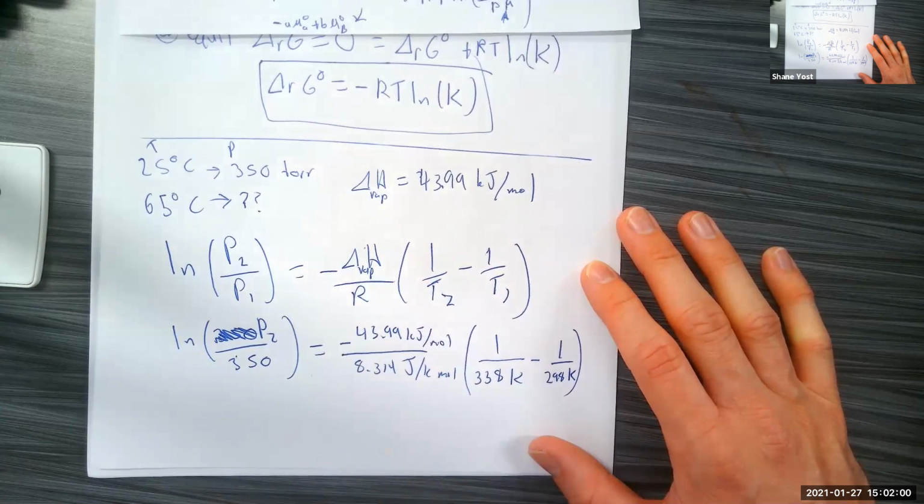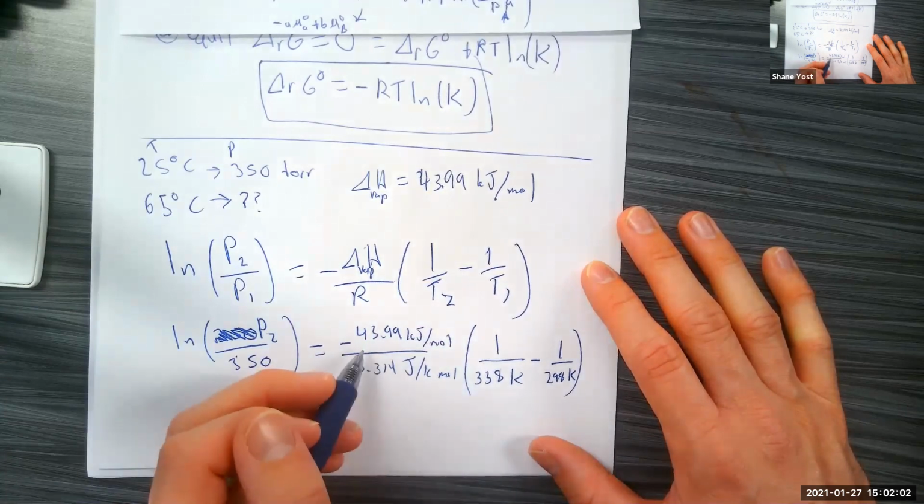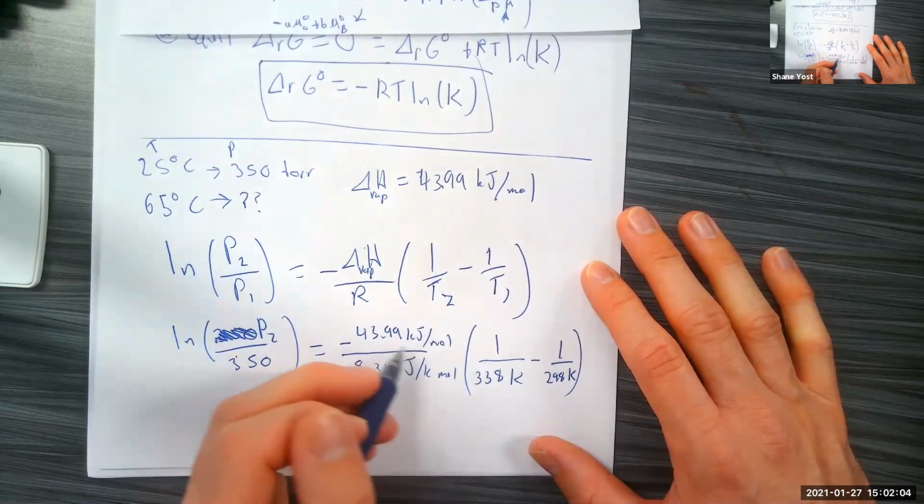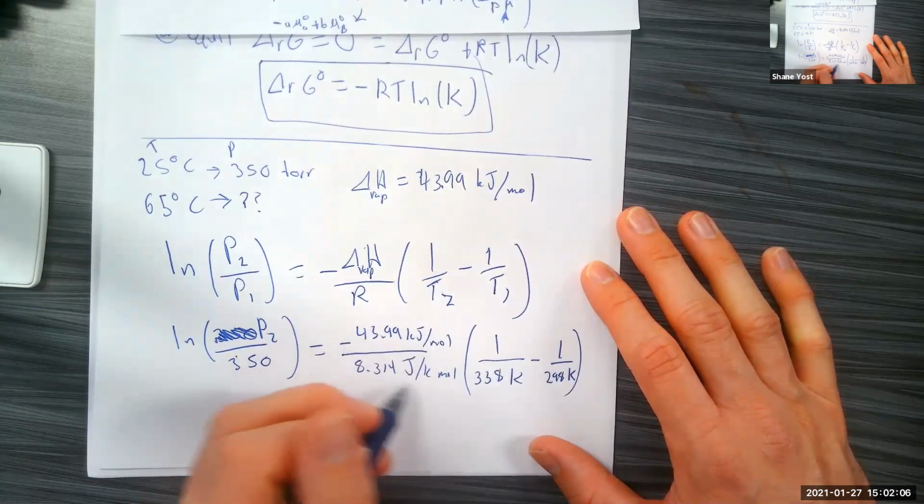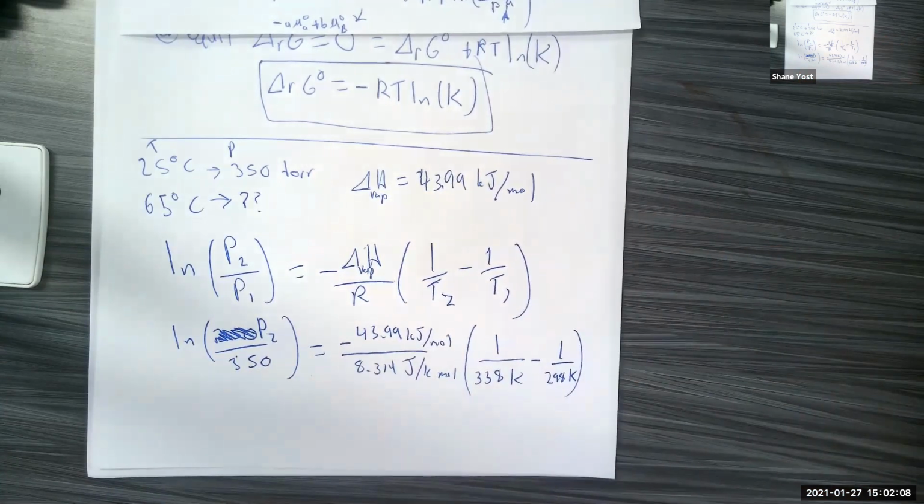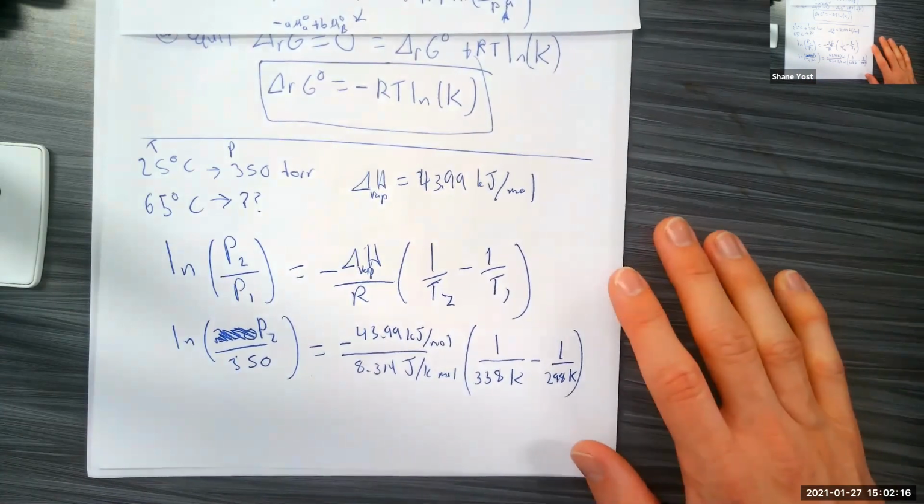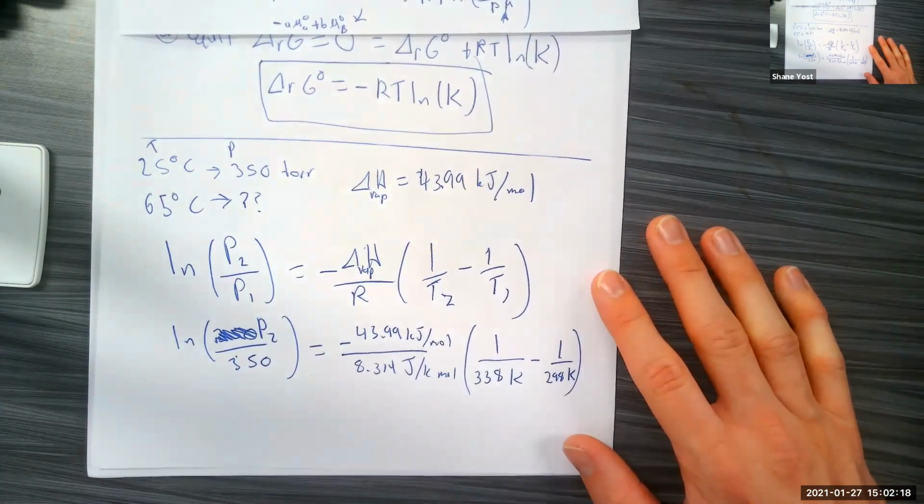Now note that this is 43.99 kilojoules, and this one is joules down here, so you're going to want to convert the kilojoules to joules. Oh, 313 Kelvin for 65, 273.